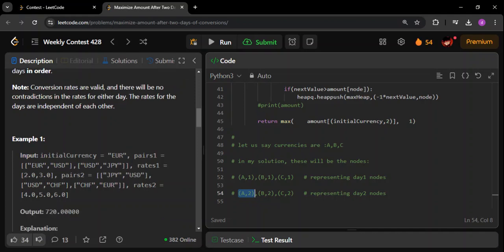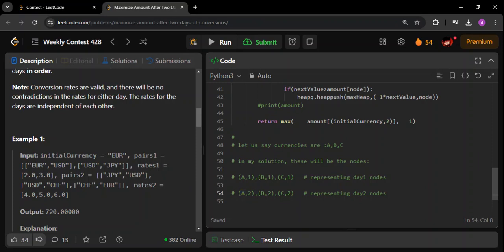So this will be given like the initial currency. We are going to start at the day one node of that particular currency. The same currency's node on day two will be the ending point of that particular graph. As simple as that. This is going to be my solution.